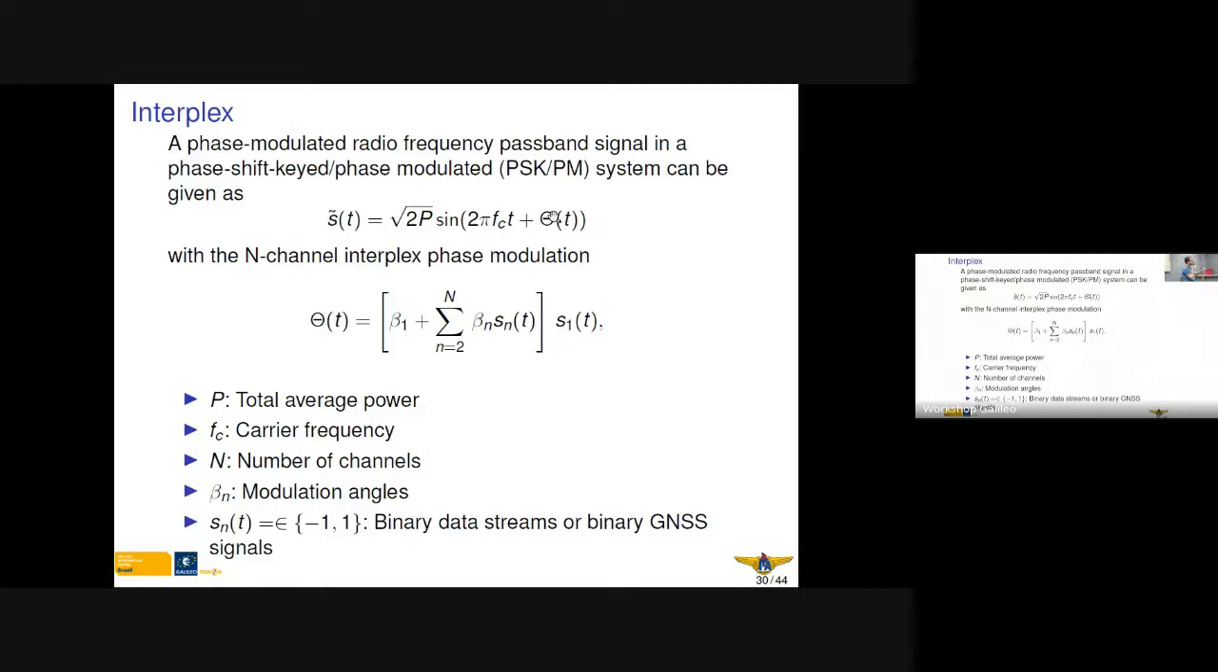So we have a phase shifted signal. You can see here we have a weighted sum of the signals S2 up to SN, and this is then multiplied with the signal S1. And this defines our phase term. Then we have the so-called modulation angles beta, which are the weighting coefficients here for the signals, beta n to Sn. And as I stated, we assume that the binary data streams are binary GNSS signals.